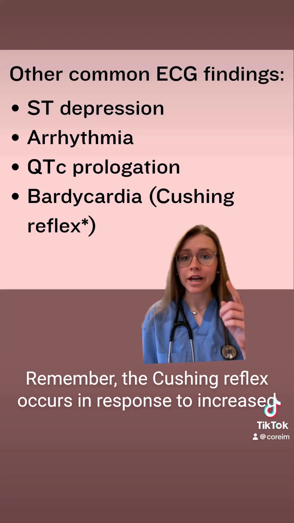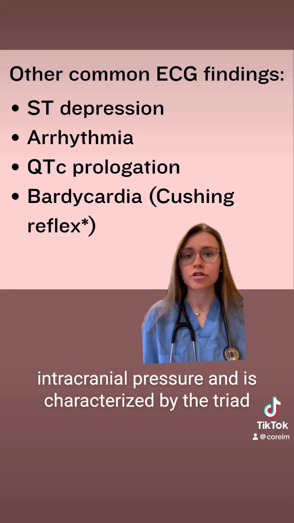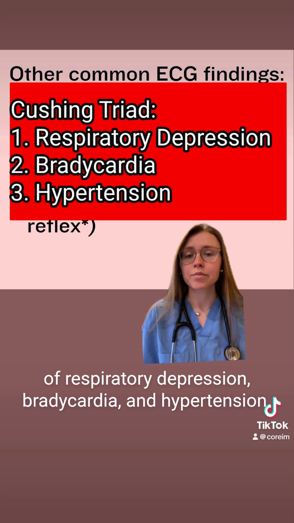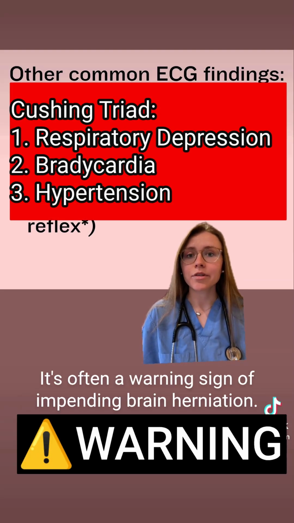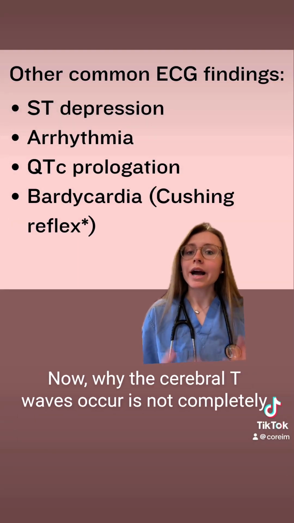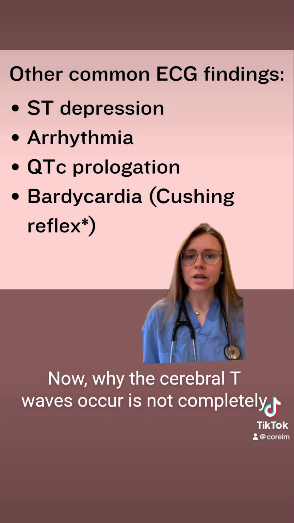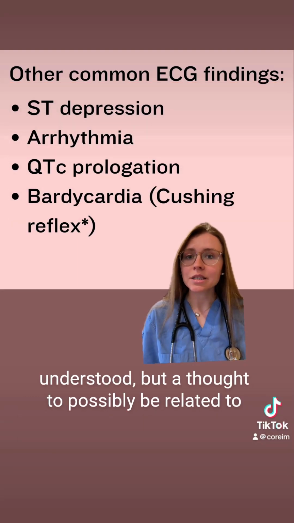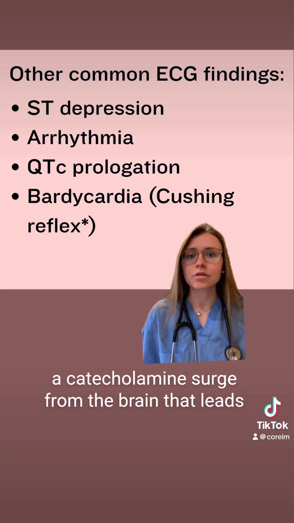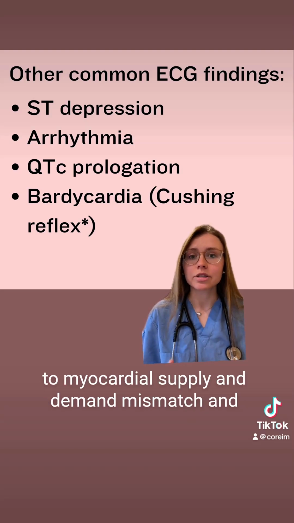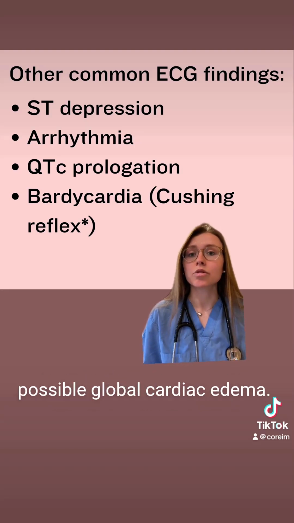Remember, the Cushing reflex occurs in response to increased intracranial pressure and is characterized by the triad of respiratory depression, bradycardia, and hypertension. It's often a warning sign of impending brain herniation. Now, why the cerebral T waves occur is not completely understood, but is thought to possibly be related to a catecholamine surge from the brain that leads to myocardial supply and demand mismatch and possible global cardiac edema.